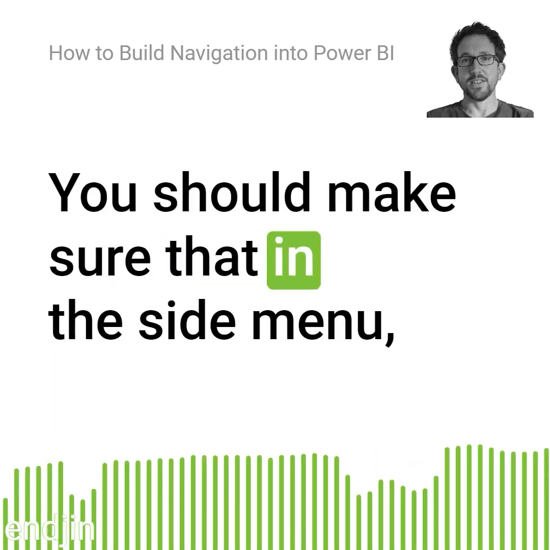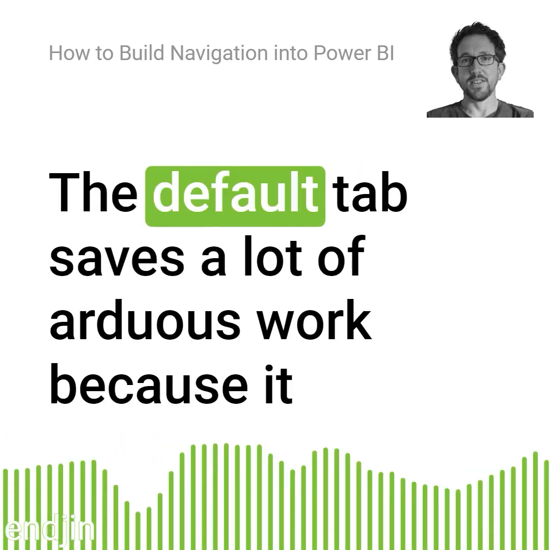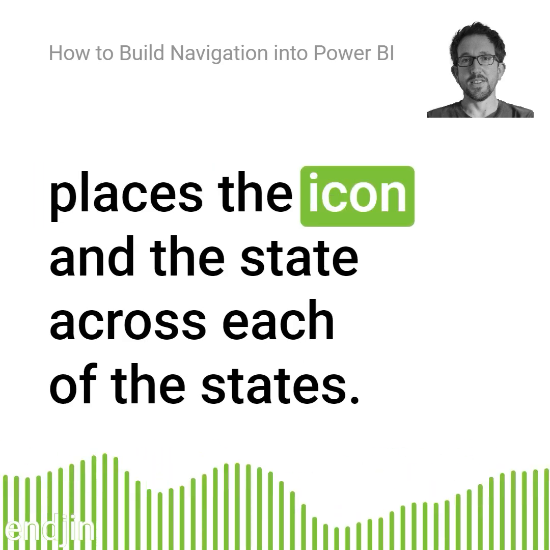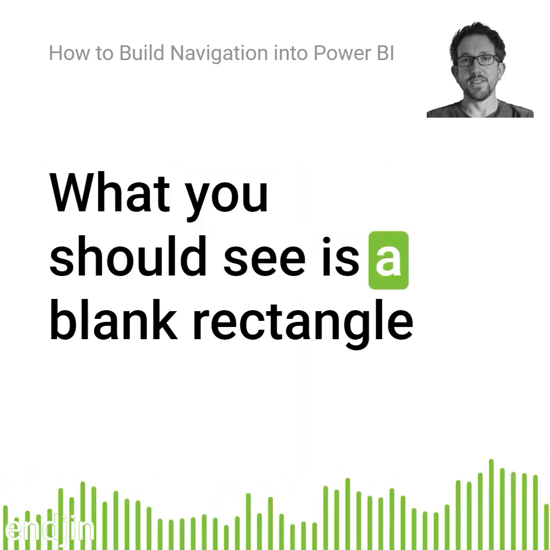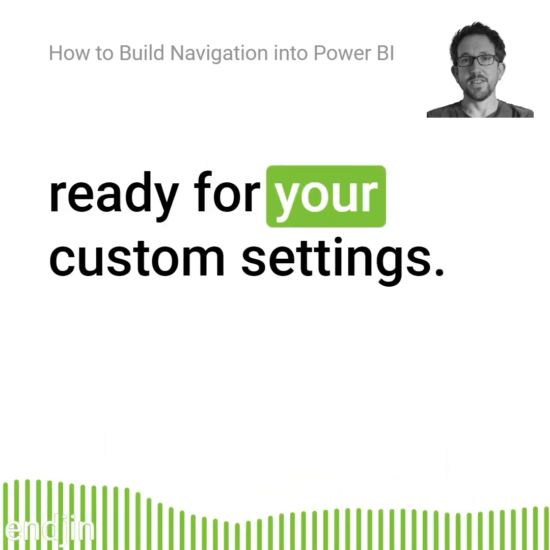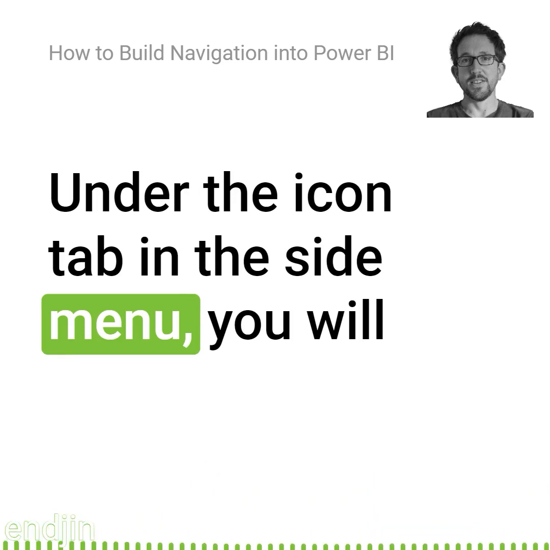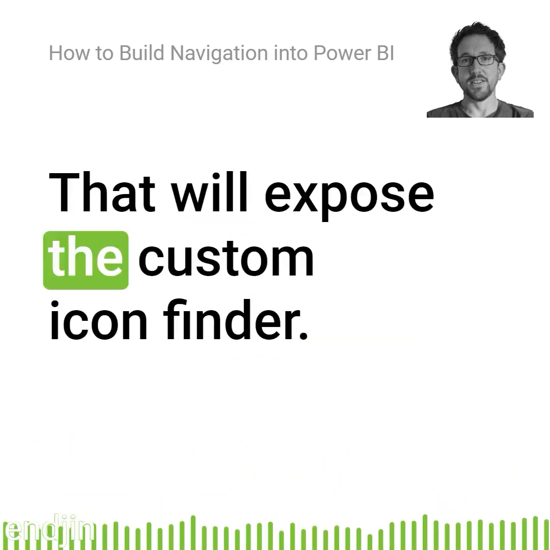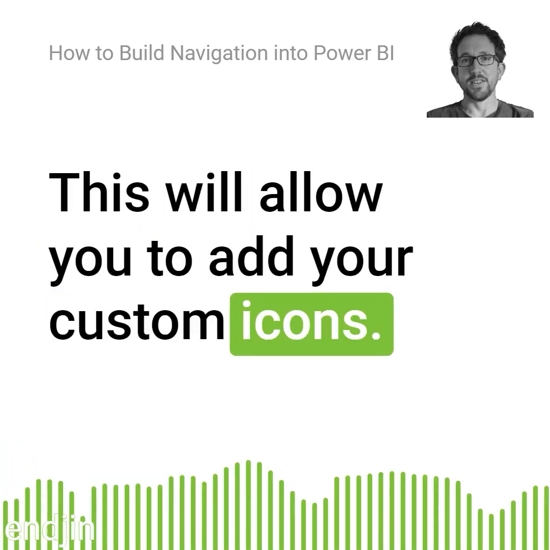You should make sure that in the side menu, you are on the default setting. The Default tab saves a lot of arduous work because it places the icon and the state across each of the states. What you should see is a blank rectangle ready for your custom settings. Under the Icon tab in the side menu, you will need to select Custom from the drop-down. That will expose the custom icon finder. This will allow you to add your custom icons.